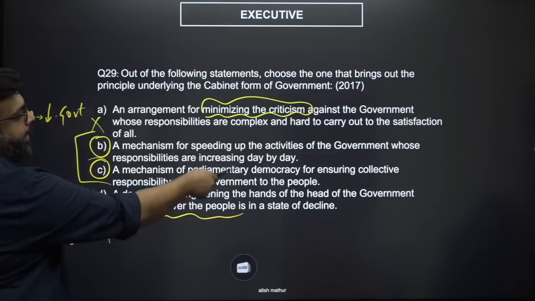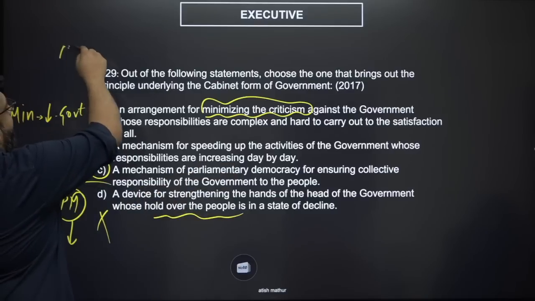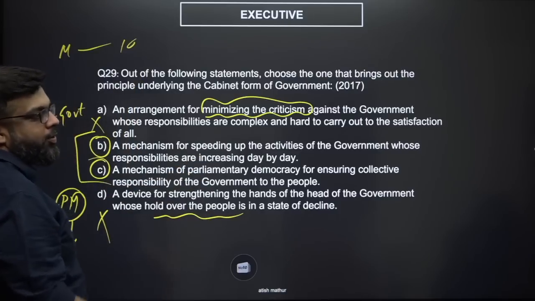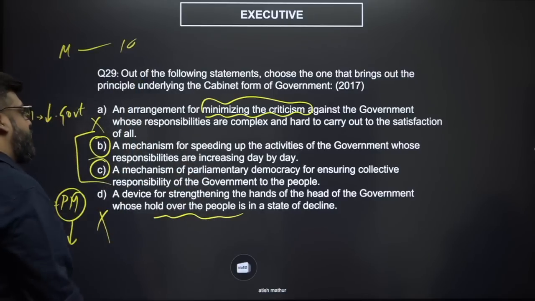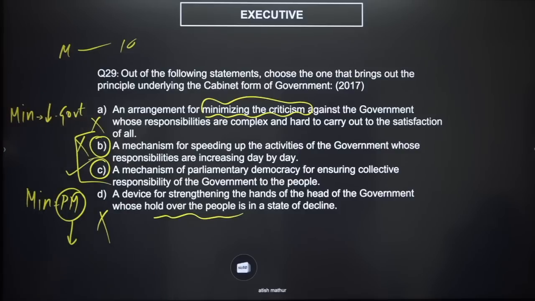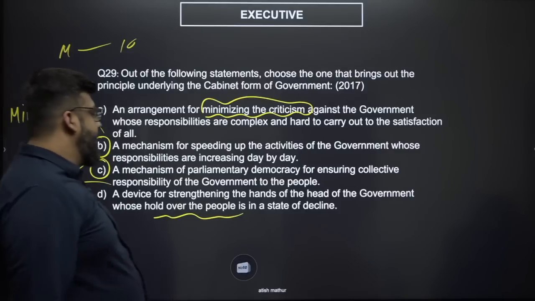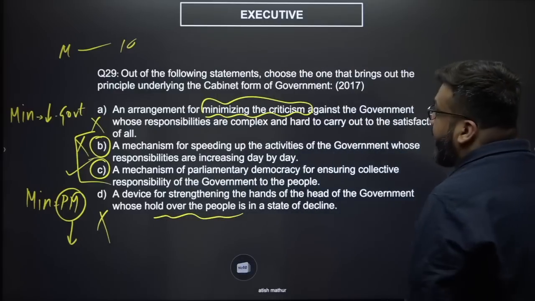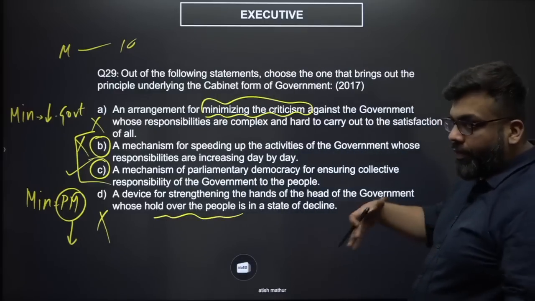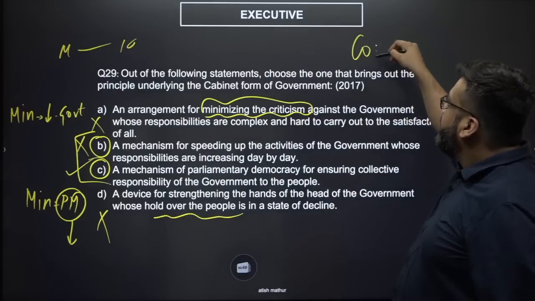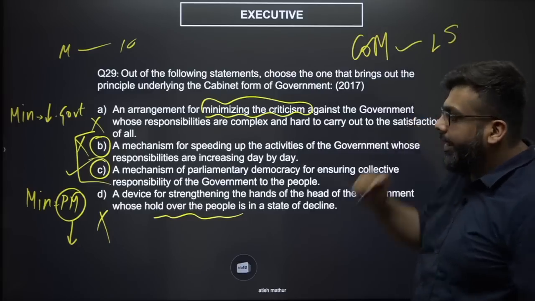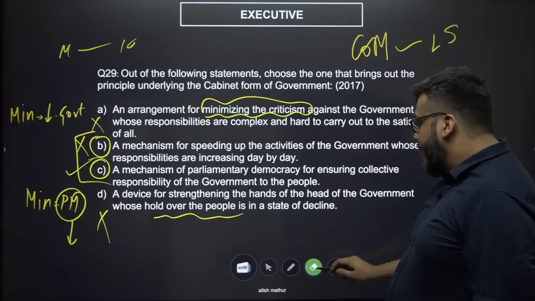If you had to speed up the activities, then why would you have 10 ministers, right? That would essentially make things slower because you'll have 10 different departments to go through. So your answer would be C, a mechanism of parliamentary democracy for ensuring collective responsibility of the government to the people. Apply this to what you know about accountability. The Council of Ministers is accountable to the Lok Sabha collectively. So this would be your answer.